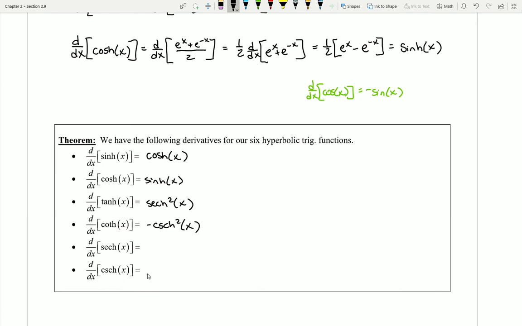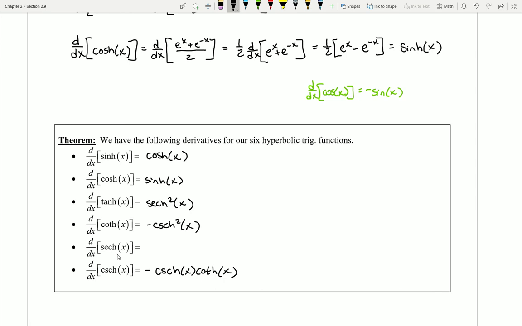I'll go ahead and jump down to this one, hyperbolic cosecant. Do you remember what the derivative was for regular cosecant? Again, we know it should be negative. And yeah, it was negative cosecant cotangent. And so here I have the same thing, just hyperbolic.